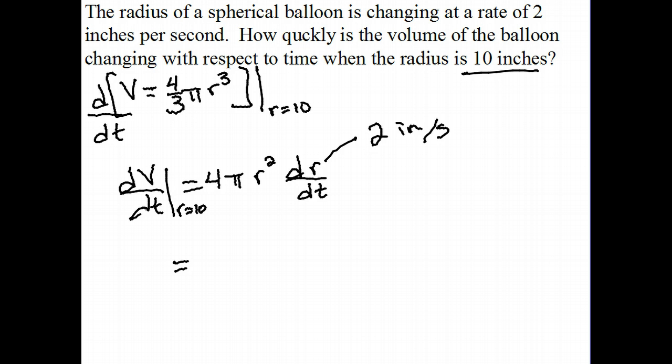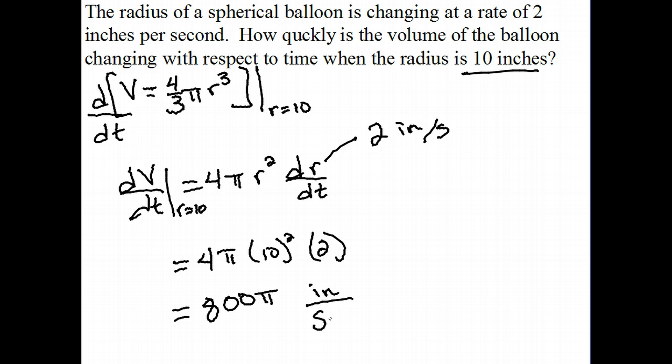So the rate of change of the volume with respect to time when the radius is 10 inches is 4 times pi times 10 squared times 2. And so when you multiply all these together, 10 squared is 100, times 2 is 200, times 4 is 800. So this is simply 800 pi, and what are the units here? Cubic inches per second. Okay? And if you wanted to put that as a decimal, you could. It would be around 2,400.